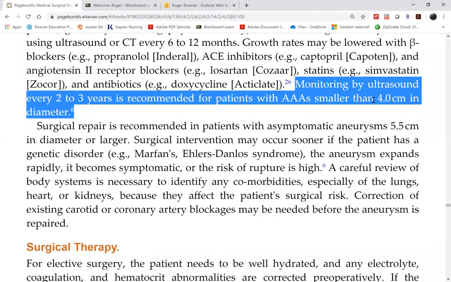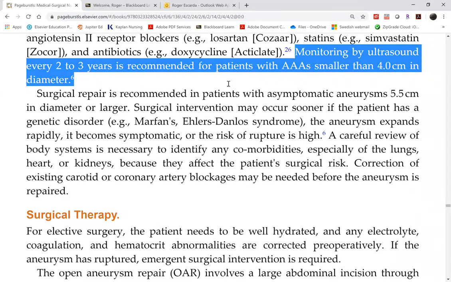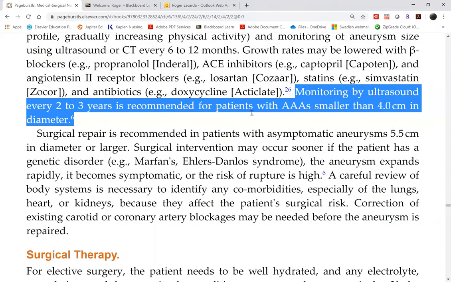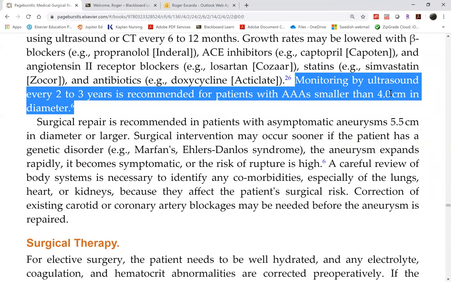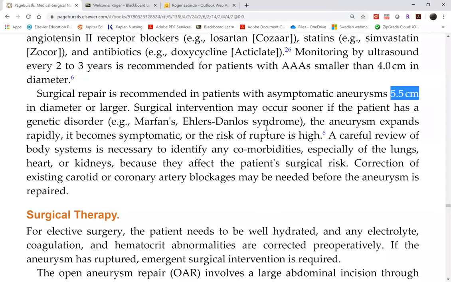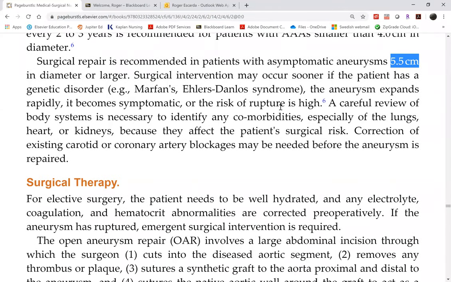We monitor it. So let's say we failed at managing blood pressure and cholesterol, and the patient continued to smoke, so this thing advanced in size. Once it reaches 5.5 centimeters, that's more than 2 inches already, because an inch is 2.5 centimeters. Yeah, this would be about 2.1 inches maybe. It needs to be repaired. So 2 inches now is quite large. That's a big aneurysm.